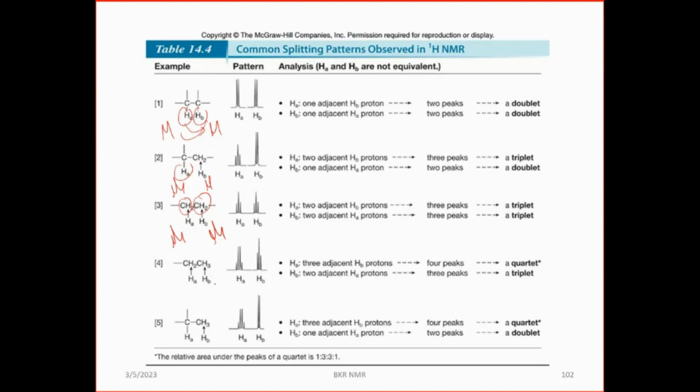Always remember that whenever you have this triplet-quartet combination, think about an ethyl group. It's useful in problem solving. Here I have one A proton and three B protons. So A has three neighbors, so A will be a quartet. And B has one neighbor, therefore B will be a doublet. So you can see a quartet and a doublet.